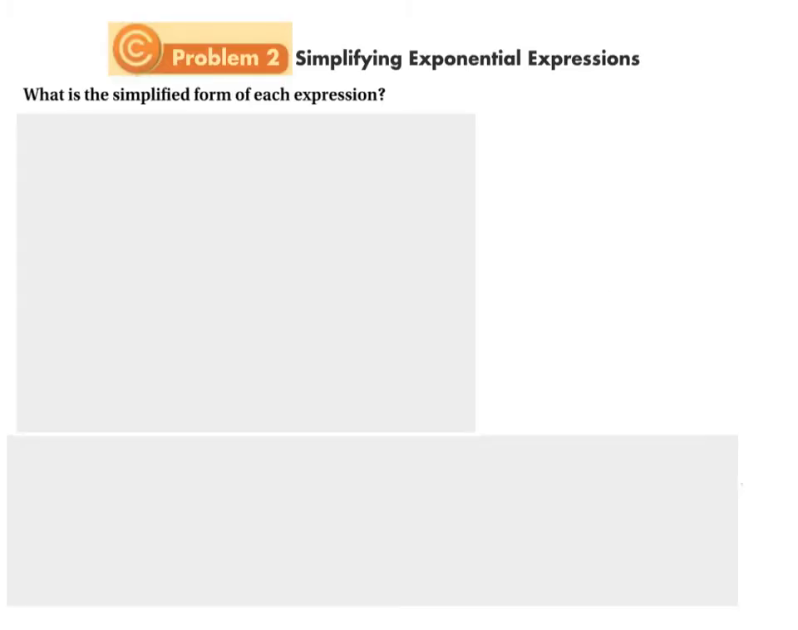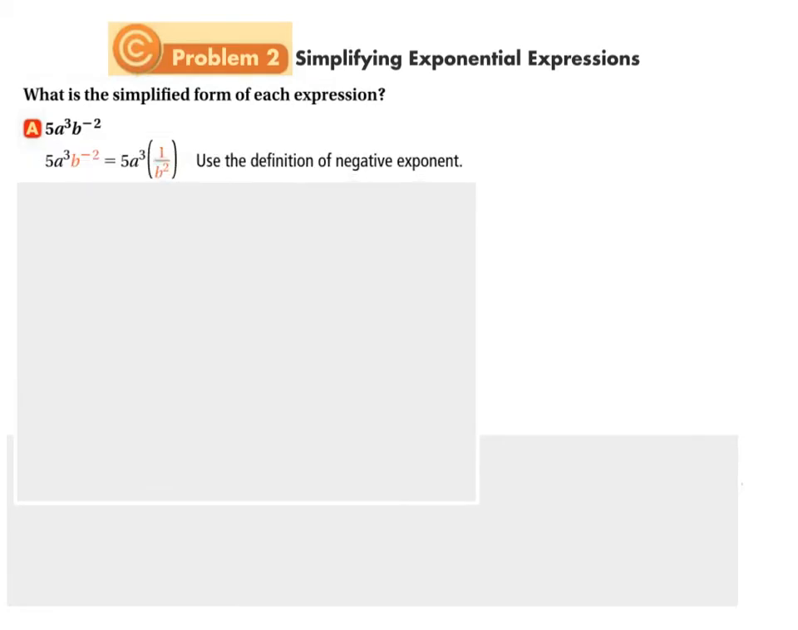Okay, problem number 2. We're going to simplify these exponential expressions. Remember what we just said, which is that we want to change all the negative exponents to positive by moving them essentially from one side of the fraction bar to the other, taking the reciprocal of them. So here's the first problem. A, 5a to the third, b to the negative second. Well, what you really have here is 5 times a to the third times b to the negative second. And what has a negative exponent? That b term, or the b part of the term.